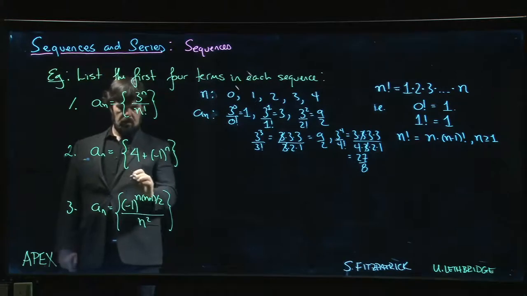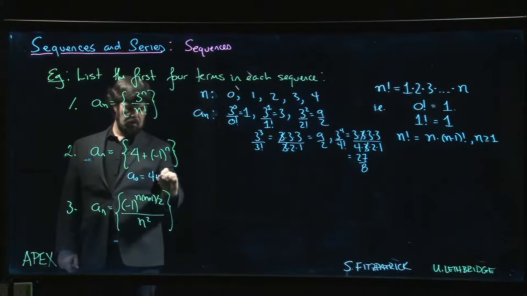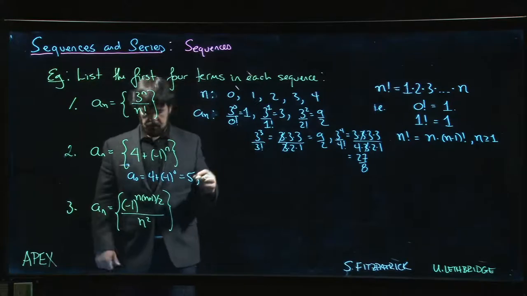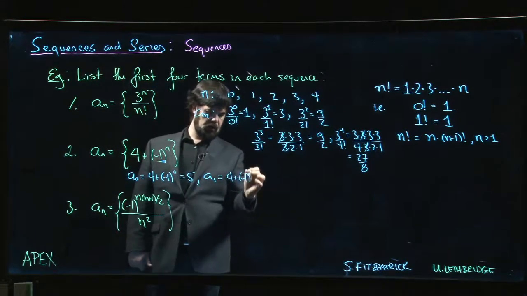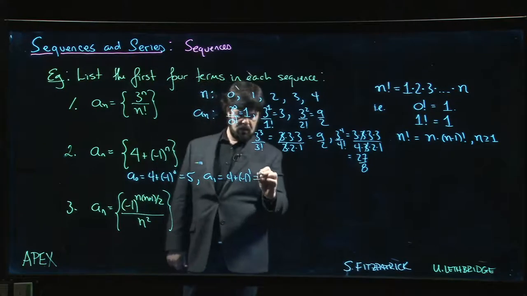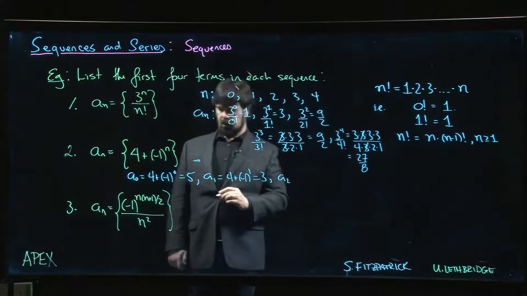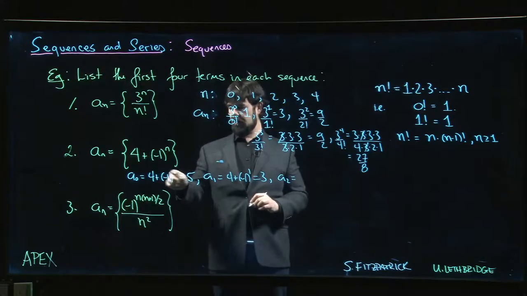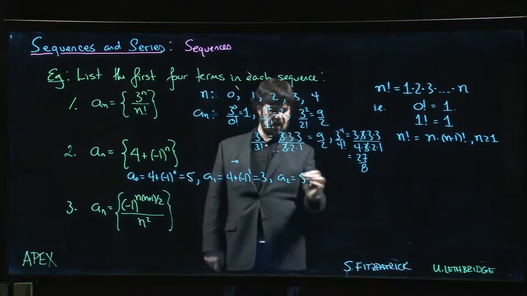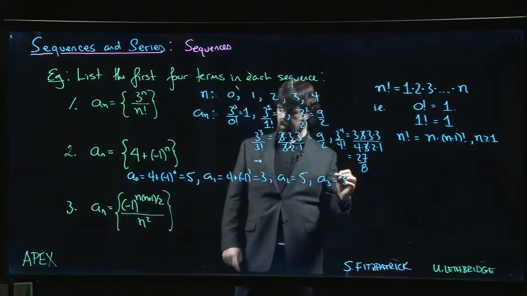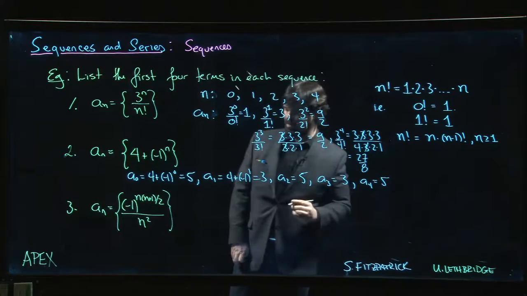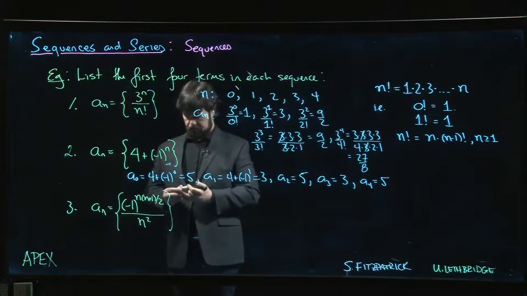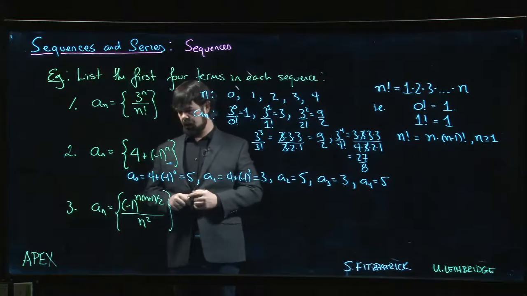So a 0 will be 4 plus minus 1 to the 0. That's 5, right? A 1 will be 4 plus minus 1 to the 1. So that's 4 minus 1, we get 3. A 2, well, we're back to minus 1 squared, even power again, so we get 4 plus 1, so 5, and you can see what's going to happen here, right? A 3 will be 3, a 4 will be 5, and this sequence is just going to jump back and forth between 5 and 3, so 5, 3, 5, 3, 5, 3, for however long you want to go. All right, let's come to this last one.